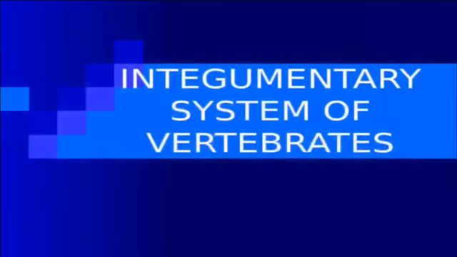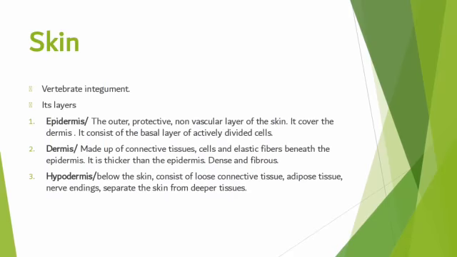Okay. Now let's move towards the integumentary system of vertebrates. First, we discussed the integumentary system of invertebrate animals. Now we are talking about the integumentary system of vertebrates. First, let's talk about skin. Skin has three different layers: dermis, epidermis and hypodermis.